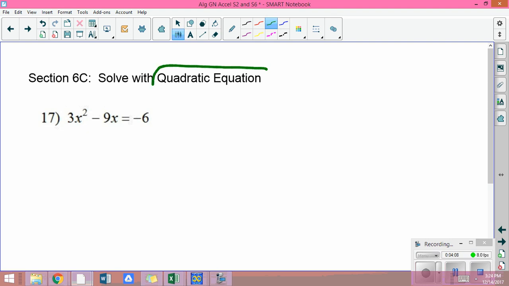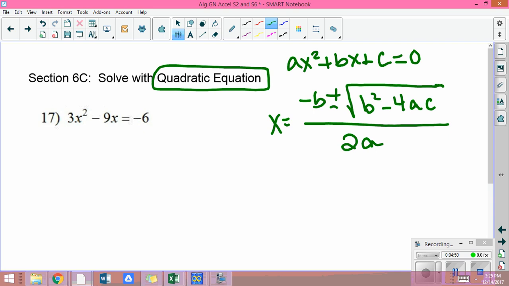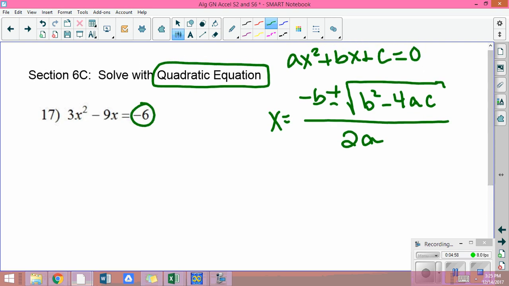Now, the quadratic formula always works. Factoring doesn't. A quadratic equation is anything of the form ax squared plus bx plus c equals 0. Notice it's equals 0. Once I have it equal to 0, then I can apply the formula: the opposite of b plus or minus the square root of b squared minus 4ac all over 2a. I'm still solving for x when I do this. I am still finding those critical points where it crosses the x-axis. So first, make sure it's equal to 0. So I need to add 6 to both sides. So I have 3x squared minus 9x plus 6 equals 0.